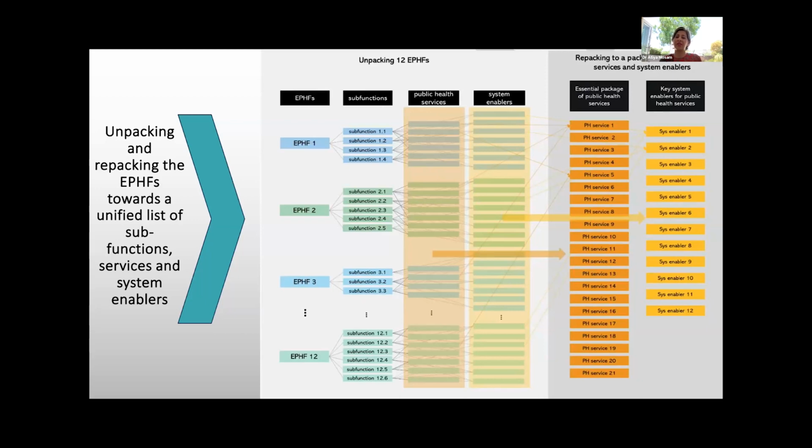And then there was further unpacking to look at what public health services would need to be in place in order to achieve these subfunctions, and what system enablers would assist the public health services to work in a framework that was efficient and achievable.